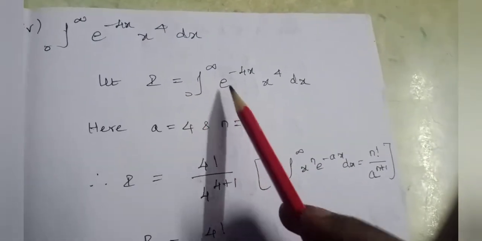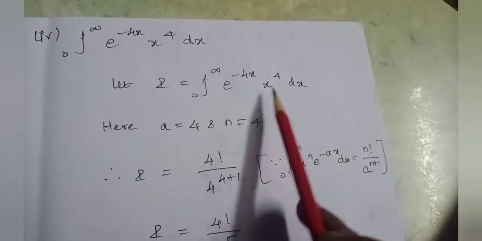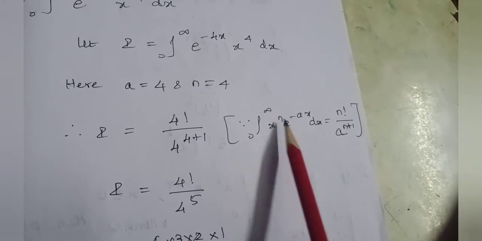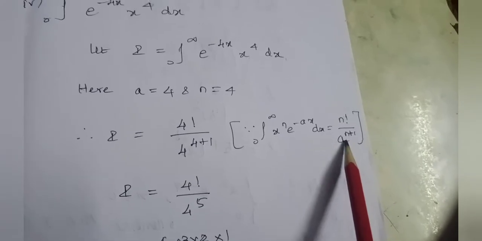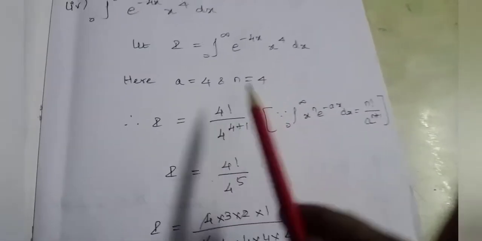Let I equal the integral from 0 to infinity of e to the power minus 4x times x to the power 4 dx. Now I will compare it with the general term: the integral from 0 to infinity of x to the power n e to the power minus ax dx is equal to n factorial divided by a to the power n plus 1. Now what is a here? A is 4. What is n here? N is also 4.